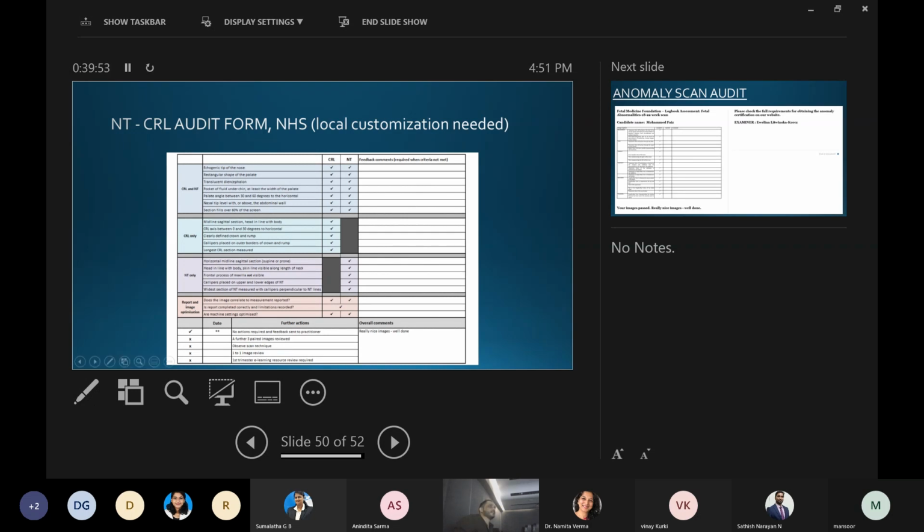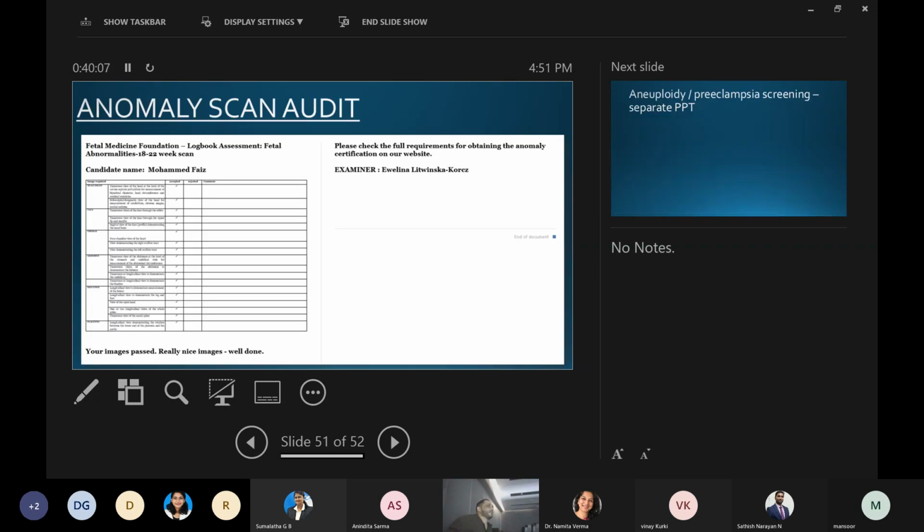So this is the audit form which they use in NHS and Fetal Medicine Foundation. So we too can apply something like this. This is our plan to have something like this for a quality assurance program in AMI. Now for anomaly scan also we have an audit program. And as you can see, this is my own anomaly audit for Fetal Medicine Foundation in London. So this is how they audited everything. All images were accepted and they gave me this compliment. Really nice images. Well done.